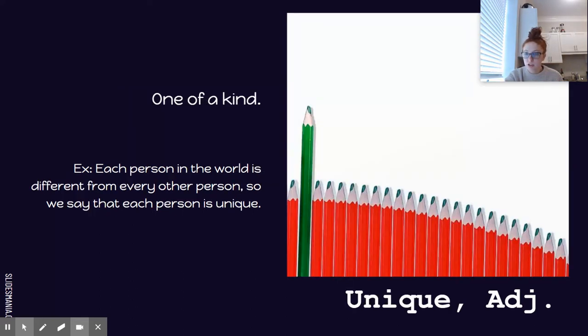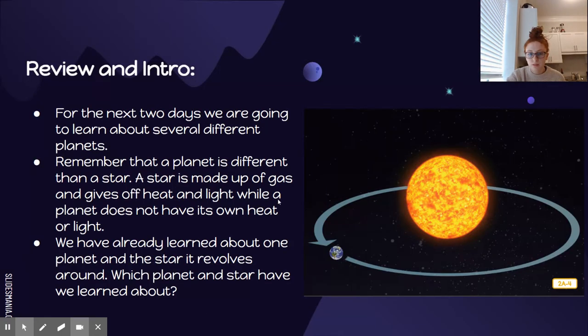Unique, another adjective, and unique is one of a kind, okay? Each person in the world is different from every other person, so we say that each person is unique. If we look at this picture, this pencil is unique because it is different from all of the others in that picture.